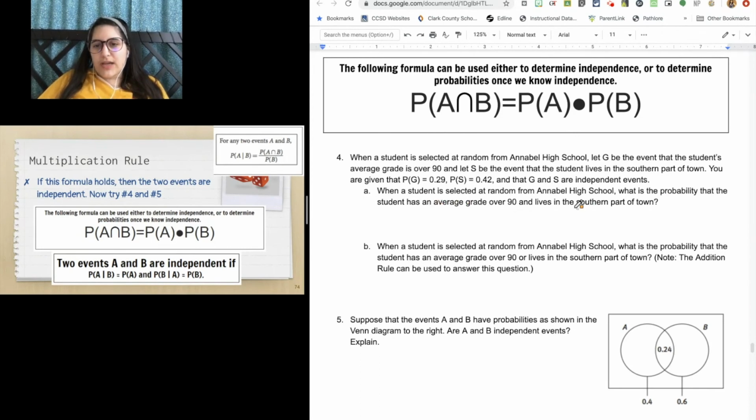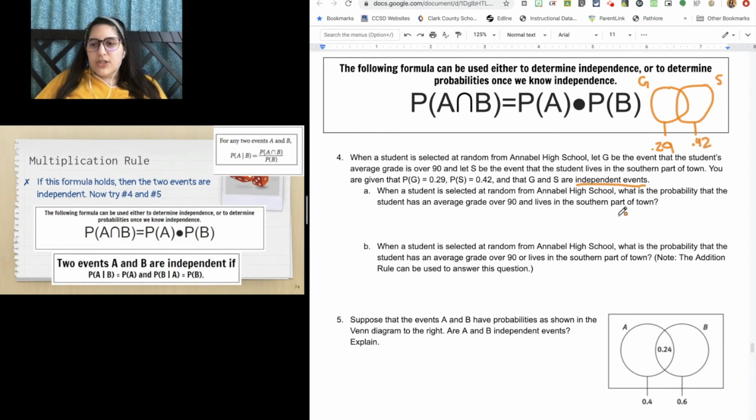You can plug things directly into the formula if you want. Okay, so I know that the probability at this school that a kid has a grade over 90 is 0.29. Probability that they live in the southern part of town is 0.42. And I also know that these events are independent. So if I sketch a really quick Venn diagram here, if this is G and this is S right here, I know that the G probability is 0.29, and I know that the S probability is 0.42.